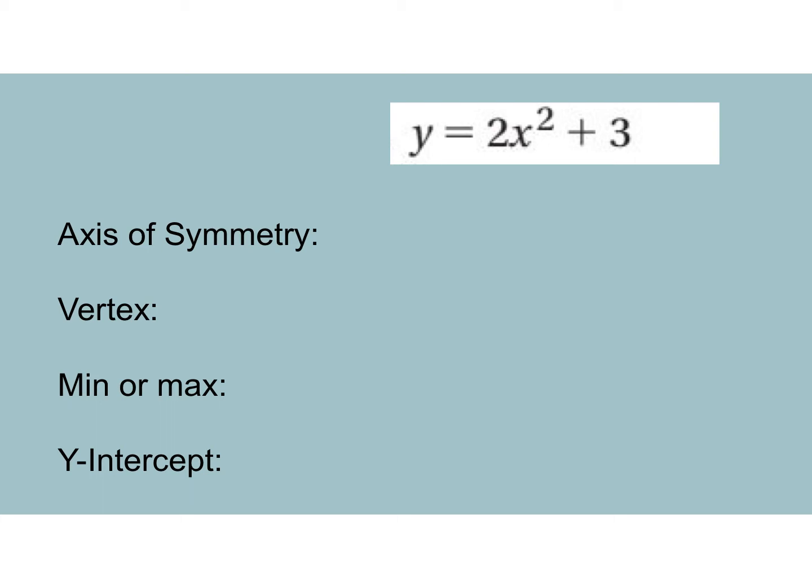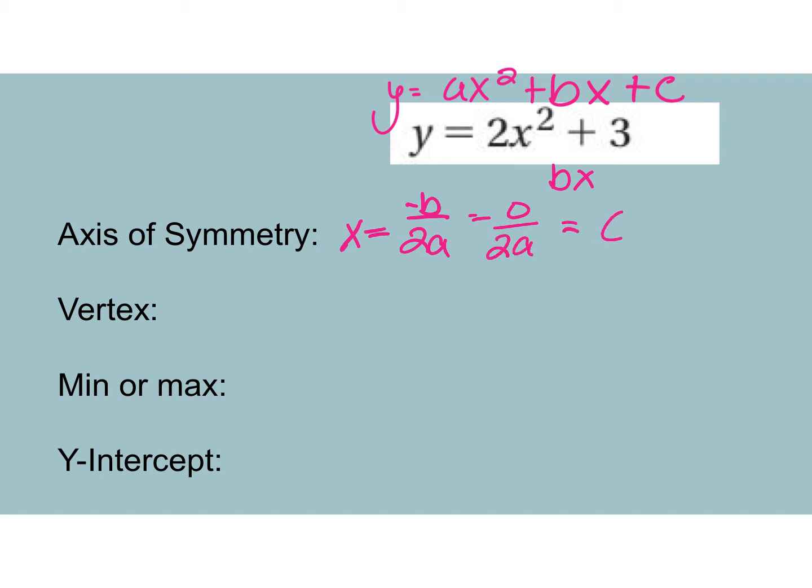All right, so we're actually going to start by finding the axis of symmetry, and in order to do so, we're going to use a formula. x equals negative b over 2a. And remember, y equals ax squared plus bx plus c. In this case, we're missing the bx term. So b is going to be 0, which doesn't matter what 2 times a is because that's going to give us 0. So that means the axis of symmetry is 0, or the y-axis.